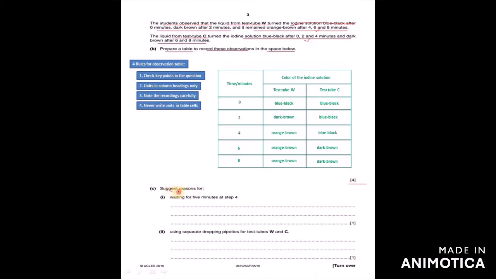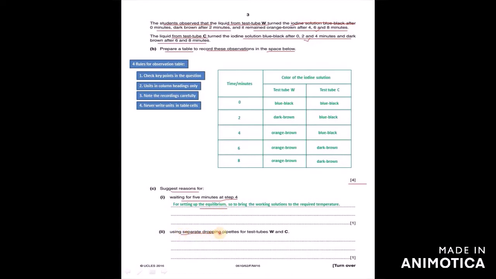The next question. Suggest reasons for waiting for 5 minutes at step number 4. Okay, so this is basically to bring the working solution to the required temperature, as the required temperature for the investigation is different than the temperature at which the solutions were prepared and kept. In scientific terminology, this is also referred to as setting up equilibrium.